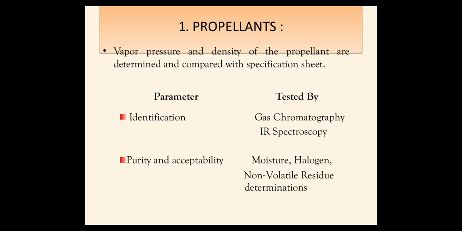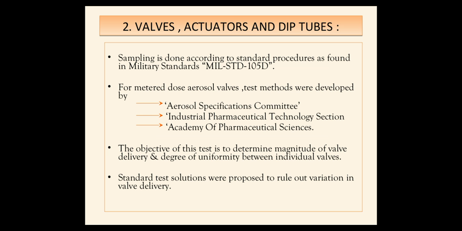Propellant. We have to test the propellant for identification and purity. For identification, gas chromatography and infrared spectroscopy are used, and for purity and acceptability, moisture, halogen and non-volatile residue determination. Valve actuated tube.